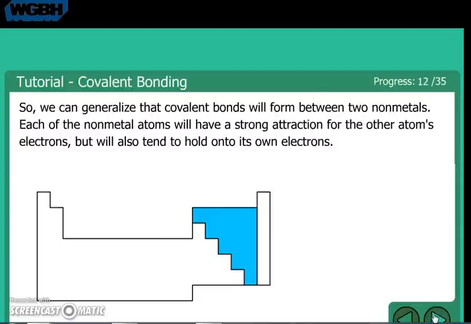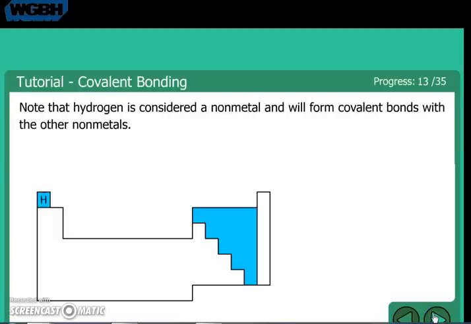So we can generalize that covalent bonds will form between two nonmetals. Each of the nonmetal atoms will have a strong attraction for the other atom's electrons, but will also tend to hold on to its own electrons. Now you can answer question number 8. Note that hydrogen is considered a nonmetal and will form covalent bonds with other nonmetals. You can answer question number 9.